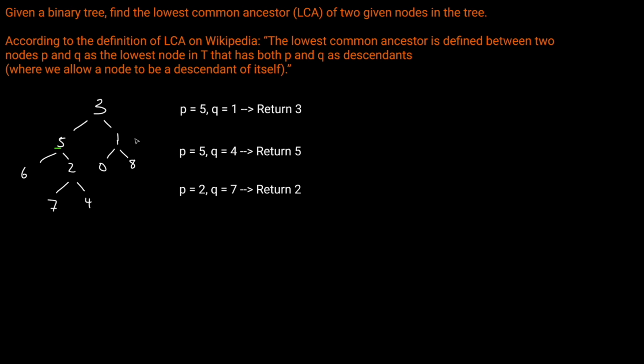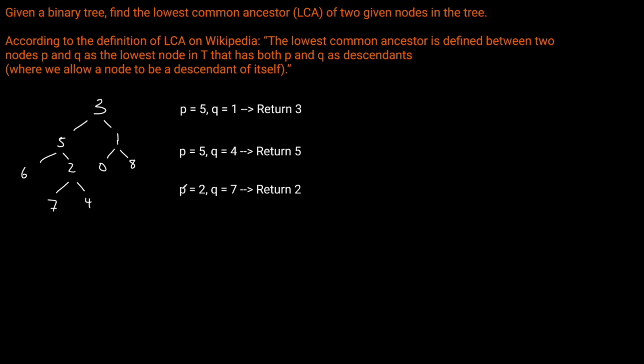Okay, but what about the example where we have P equals 5 and Q equals 4? So this is here and here. Here we want to return 5. Because if we think about it, if we go up from 4, we're actually going to reach the 5. And since 5 is allowed to be an LCA of itself, based on the definition from the problem, this is actually the lowest common ancestor. So that's why we return 5 in that case.